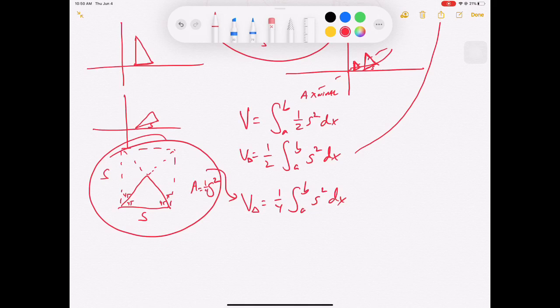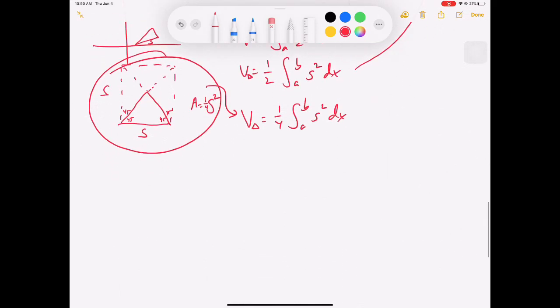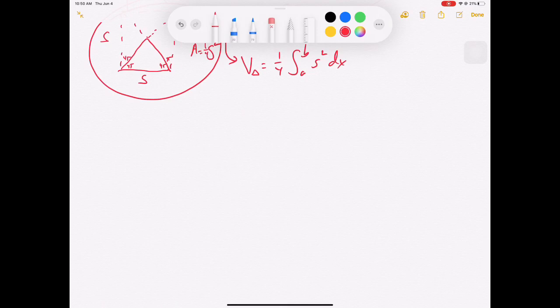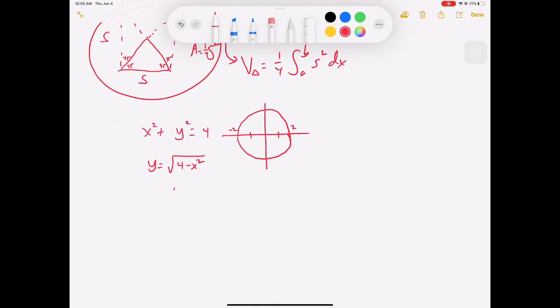Now I just want to do one last quick example. If I gave you a problem, let's take a circle. So x squared plus y squared is equal to 4. That would give us a circle graph with a radius of 2. Right? I'm going to solve for y, and I'm going to say I just want the top of the circle. So y will be the square root of 4 minus x squared. And I just want the top of the circle, okay?